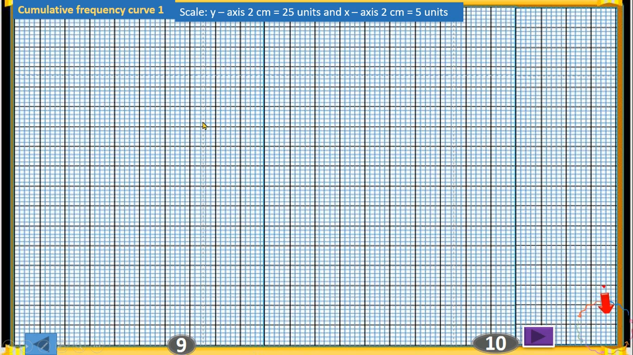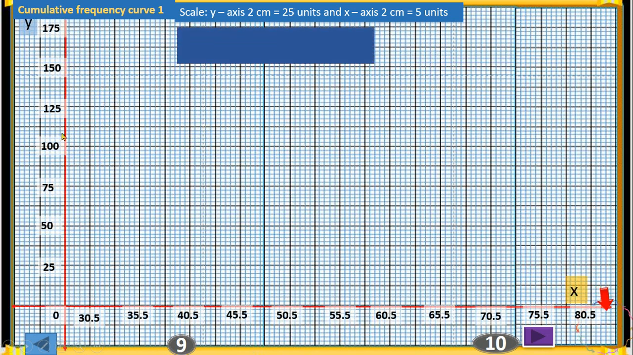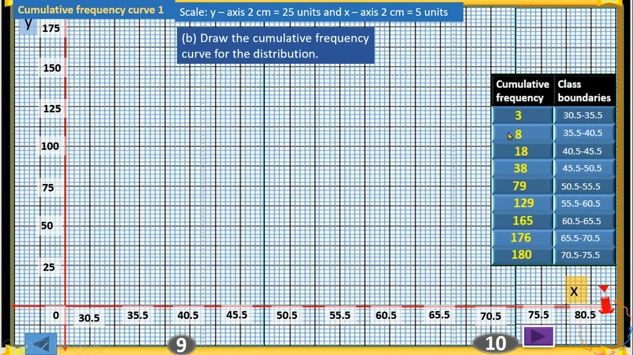Then using that, we are going to draw our axis. This is the y-axis, or the cumulative frequency curve axis, and then this is the x-axis or the mark. So now we're going to use this scale to plot the graphs, but before that we're going to bring the table. So now when the cumulative frequency is 3, the upper class boundary is 35.5.